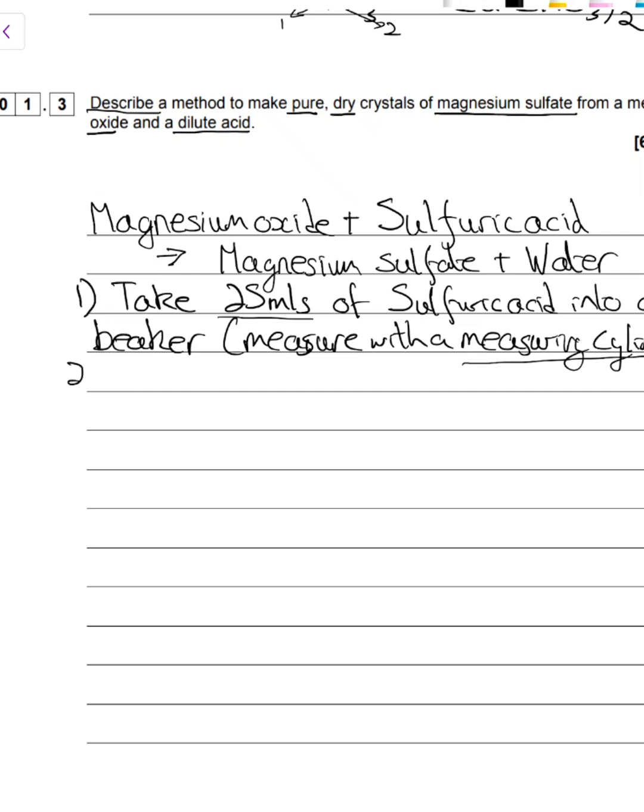Step 2, we're going to heat the acid. Now at this point I can say heat the acid because I've already referred to it as sulfuric acid. I don't need to refer to it again, so I can just say heat the acid. It's not going to cause any problems. Heat the acid. Do not say warm the acid. Heat is the important word here. You can put a temperature of 60 degrees, but that's not as important. Step 3.